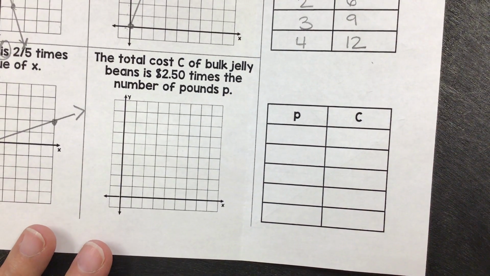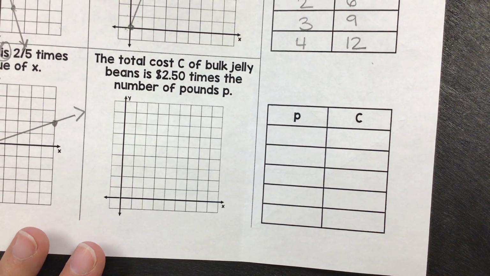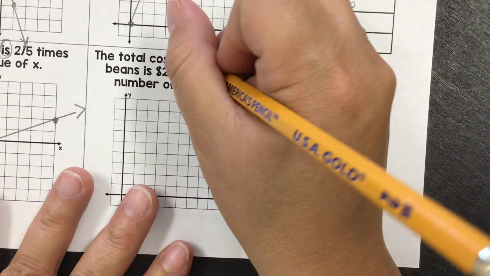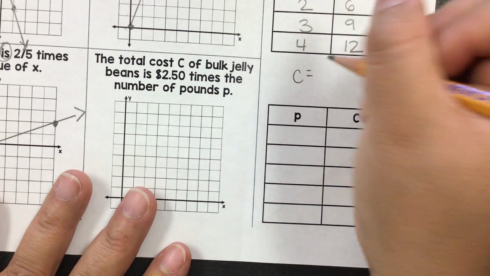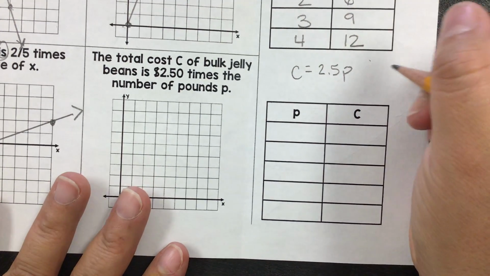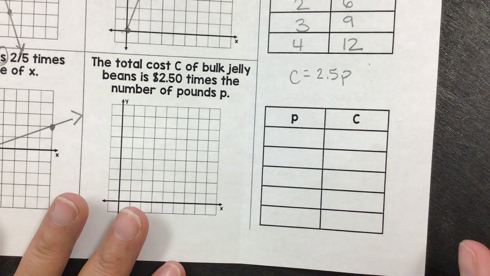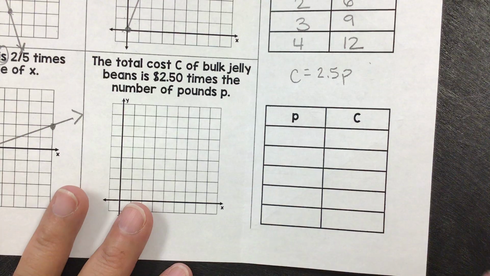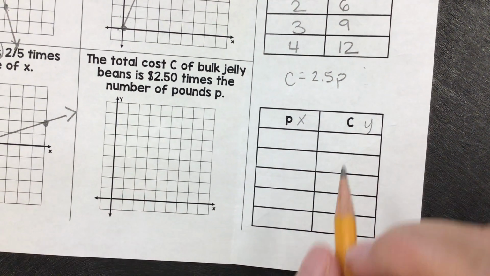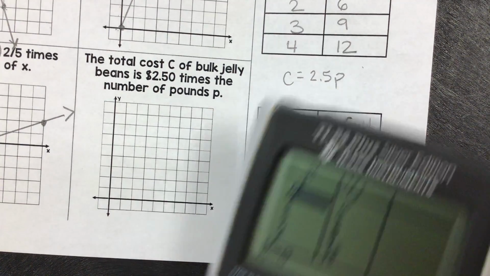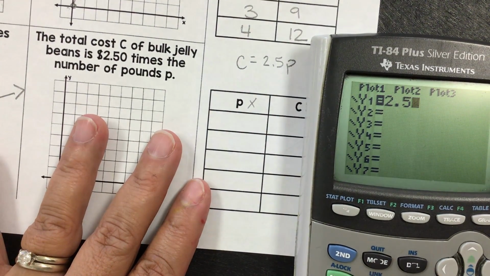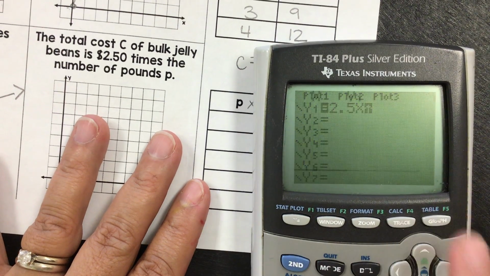The total cost C of bulk jelly beans is 2.50 times the number of pounds P. So C is the cost of 2.5 times the pounds. So don't forget, this is still an X and Y value. These would be your X's, this would be your Y's. Why does that matter? Because in your calculator, you would have to put the X, 2.5X, hit second graph.